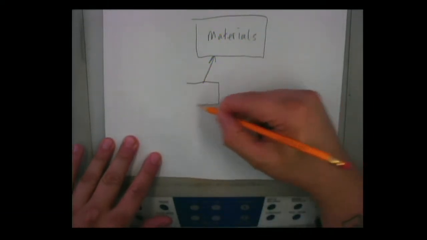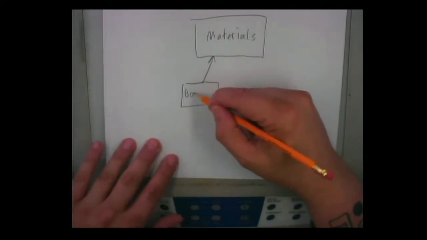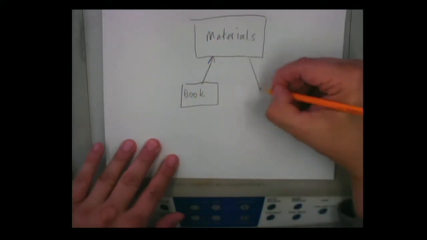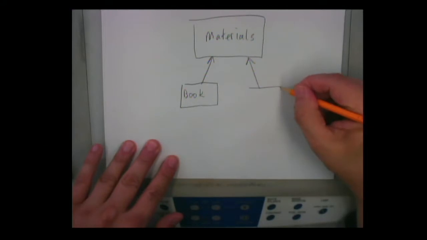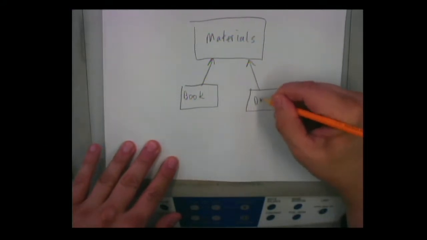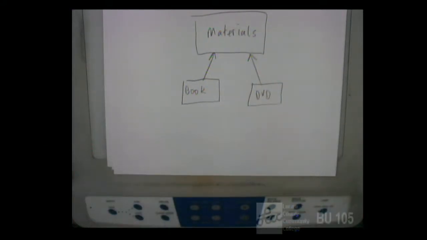Then we suggested book and DVD. All right? And that sounds reasonable. And that passes the IS test. A book is a library material, or phrased differently, a book is an example of a library material. A DVD is an example of a library material. All right?